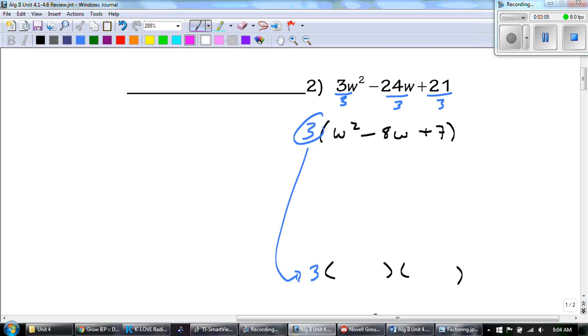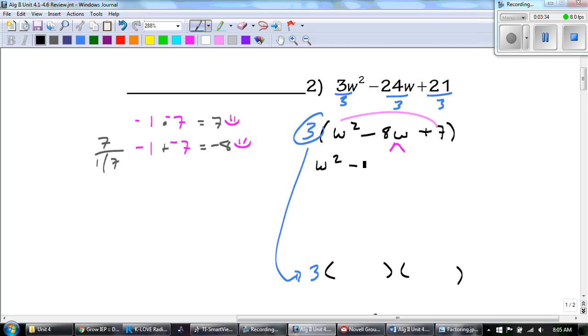All right, so now that I've taken out the GCF, I'm looking for numbers that multiply to get to 7 and add to get to negative 8. Well, the only factors of 7 are 1 and 7, so that works, but that doesn't work. But I have to make them both negative. It works, and a negative times a negative is a positive. So we have to split that middle term to get w squared minus 1w minus 7w plus 7.